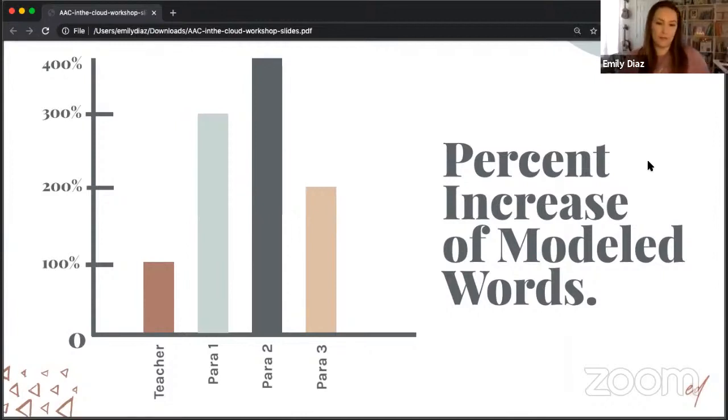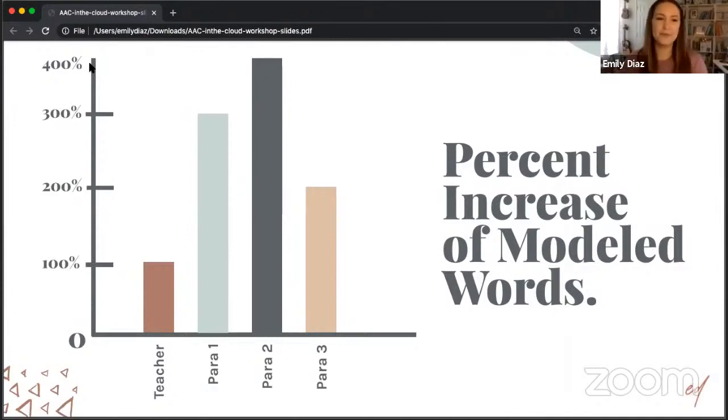The graph on the bottom shows you the different classroom staff, the teacher and 3 paras. It's a very large classroom. And then this is the % increase of modeled words. So this is the clicker counter data in action.